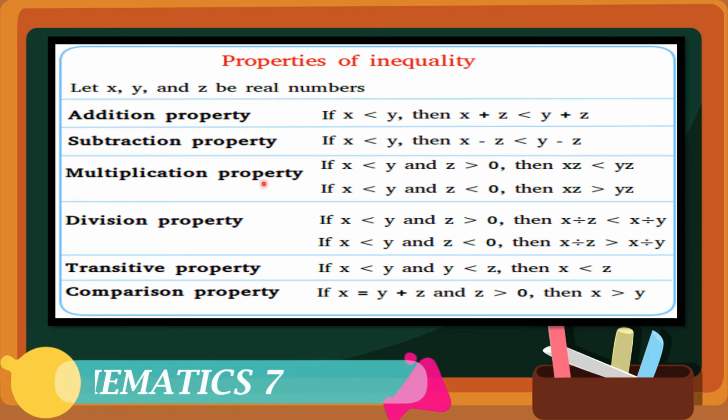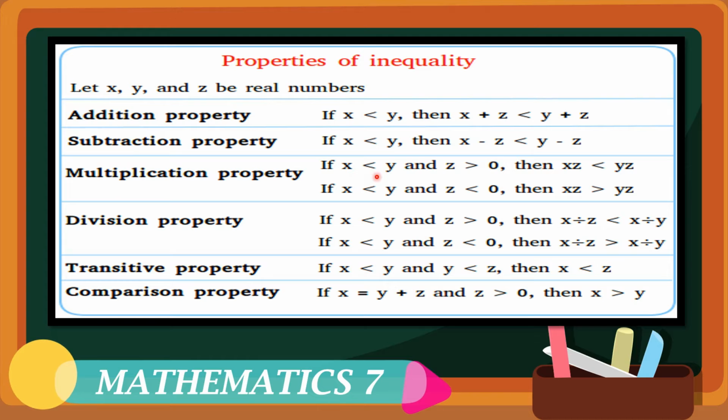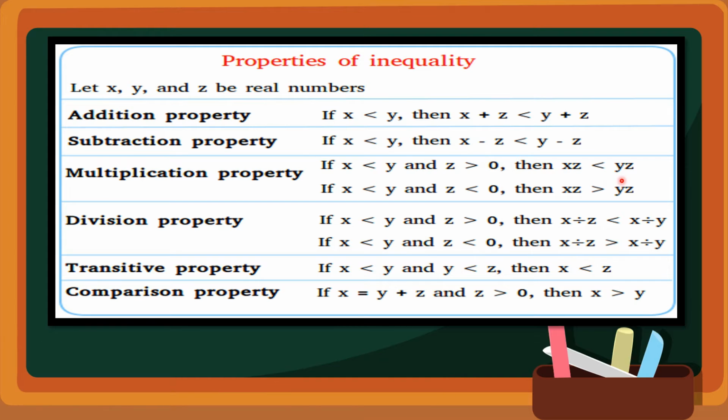Multiplication property. If x is less than y and z is greater than 0, then x times z is less than y times z. If x is less than y and z is less than 0, then x times z is greater than y times z.